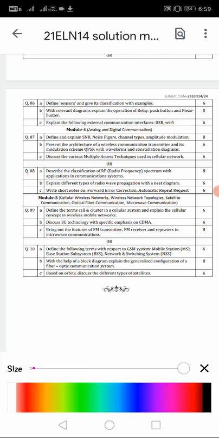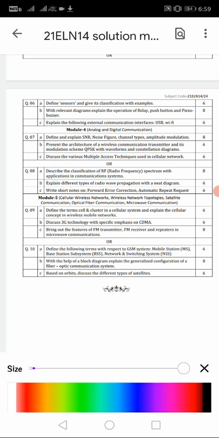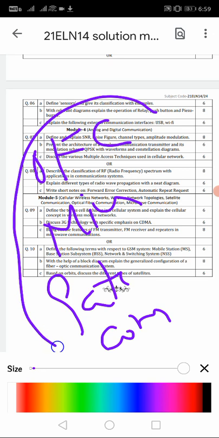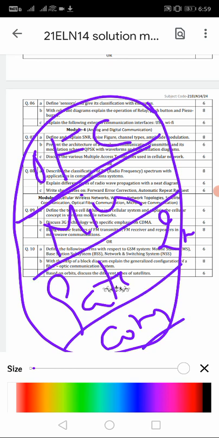10A, define the following terms with respect to GSM system, mobile system. Okay, GSM system block diagram is there, so if you go through that, okay, this is not that much important. 10B, OFC, definite question. 10B is a definite question and 10C is also a definite question. Okay, so here in the communication they will ask OFC, they will ask microwave, they will ask satellite, and they will ask basic communication block diagram. Out of these 4 questions, minimum 2 questions you will get: optical fiber communication, microwave communication, satellite communication, or simple communication block diagram.